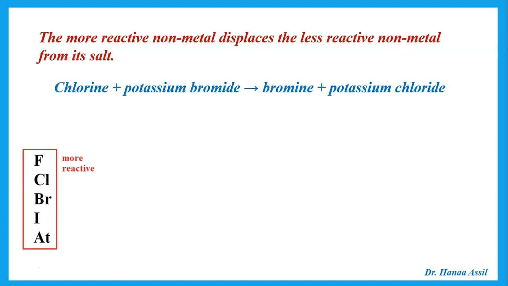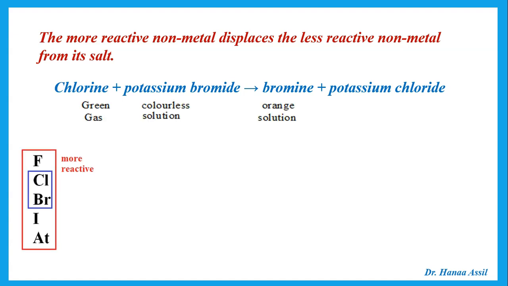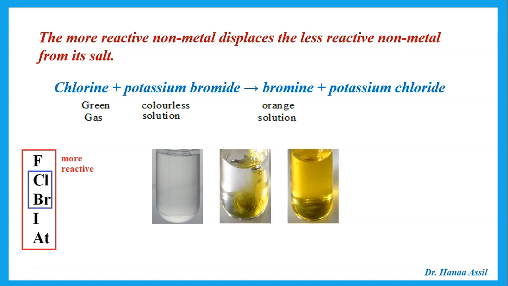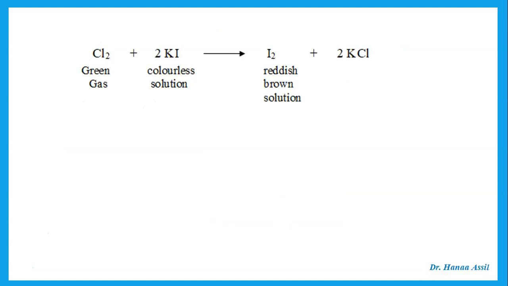Remember that potassium bromide is a compound of group 1, so it is a colorless solution. Now when we add chlorine, which is a green gas, the chlorine reacts, displaces bromine, so we get bromine in solution, which is orange, or as it gets darker it becomes reddish brown. So the color changes from a colorless solution to an orange solution due to the formation of bromine in solution.